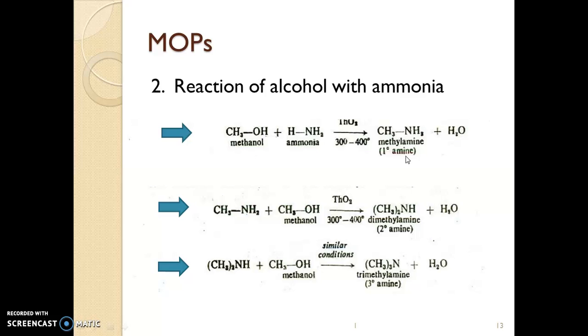This reaction does not stop here. This primary amine again reacts with a second molecule of methanol under the same temperature condition and produces dimethylamine, which on further treatment with methanol under similar conditions produces trimethylamine. So it is a continuous reaction which does not stop at the first step. So these are the first two methods of preparation of aliphatic amines.